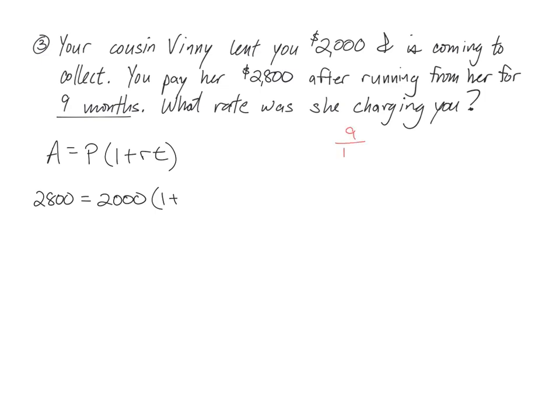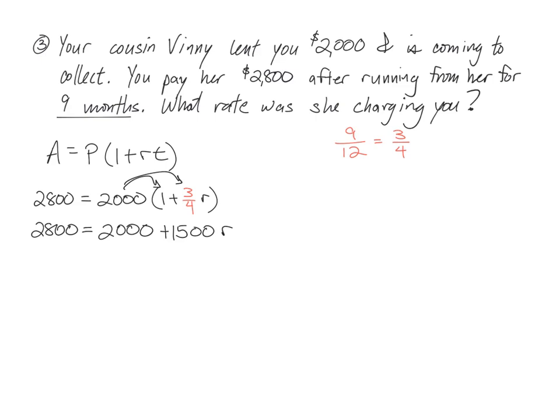9 months, there are 12 months in a year, you can reduce that down to 3/4. So this will be the time, and I will substitute that in for t and then write the rate afterwards. So this will be 3/4, and this will be r parenthesis. Okay, so we can distribute the 2000 here. This will be 2800 equals 2000 times 1 is 2000. 2000 times 3/4 is 1500 times r, the interest rate.